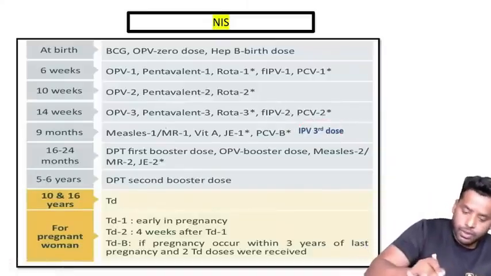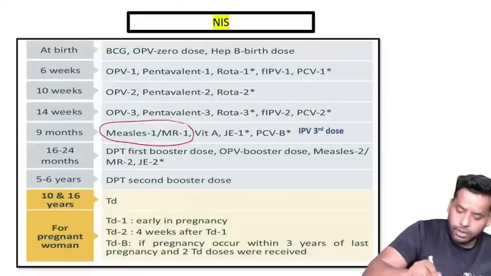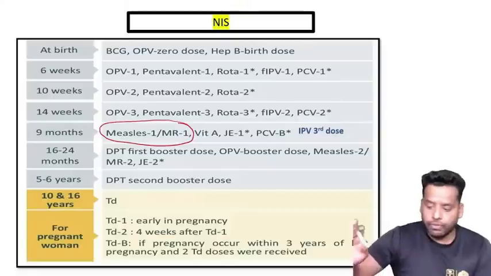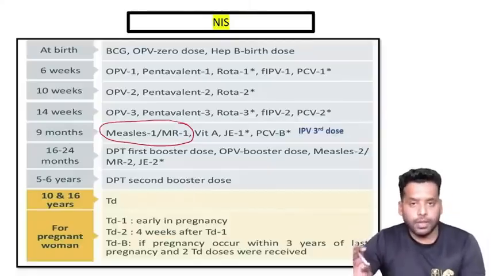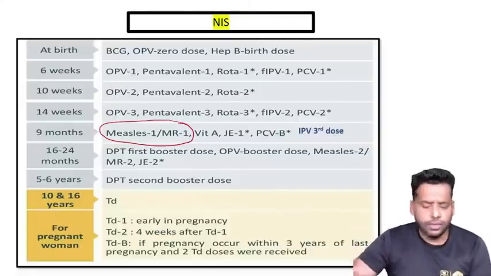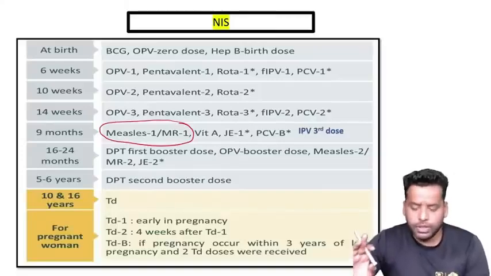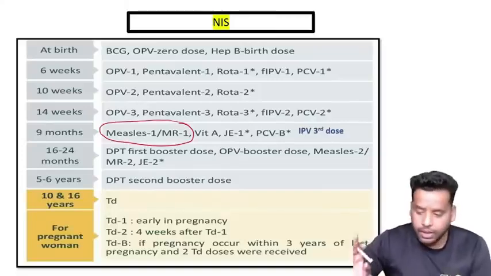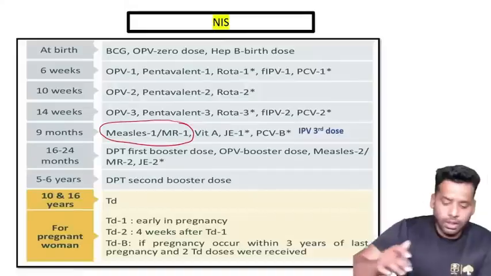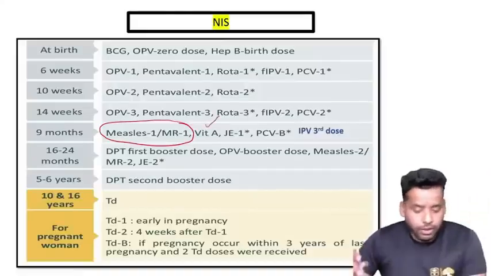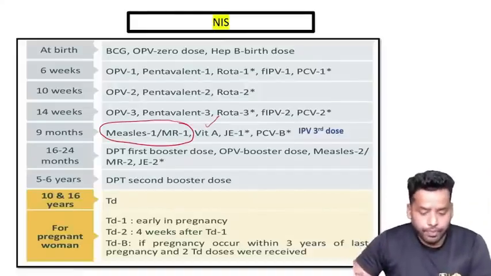Okay, then listen. At 9th month, most of the states have shifted to MR. MR first dose is given at 9th month. Very few states are still using measles. Along with that, vitamin A, 1 lakh international units.